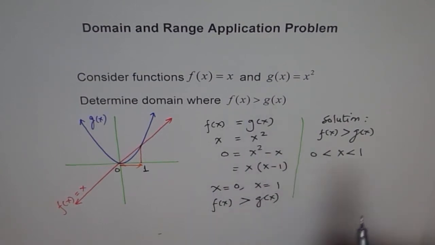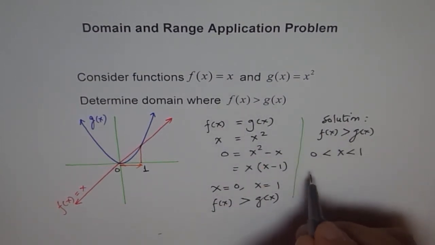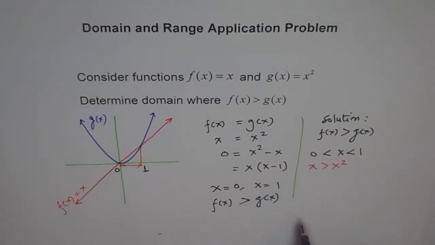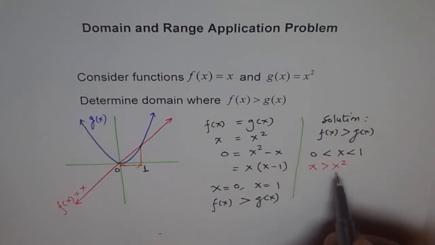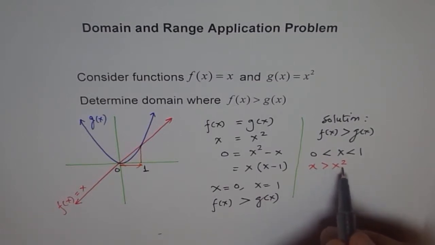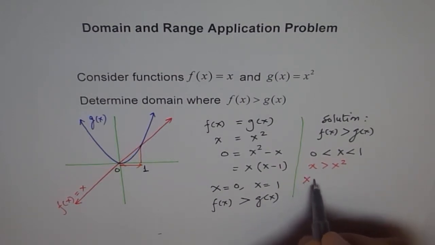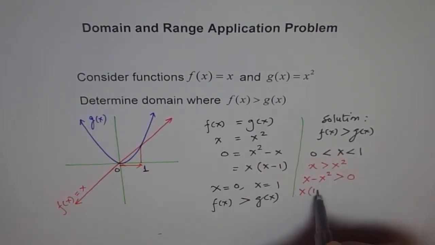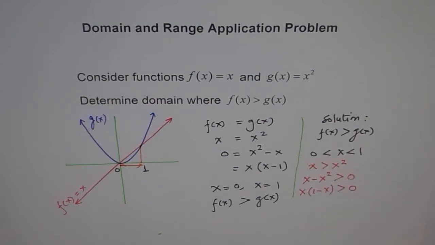When we say f of x is greater than g of x, then f of x is x. So we say x is greater than x squared, right? Now we can solve this inequality, correct? So we bring x to one side, either this or there, it doesn't really matter. Let's bring it on this side. So we say x minus x squared is greater than 0, and we can take x common and we say x times 1 minus x is greater than 0, correct? And now we can make a table of values, and let me show you that.